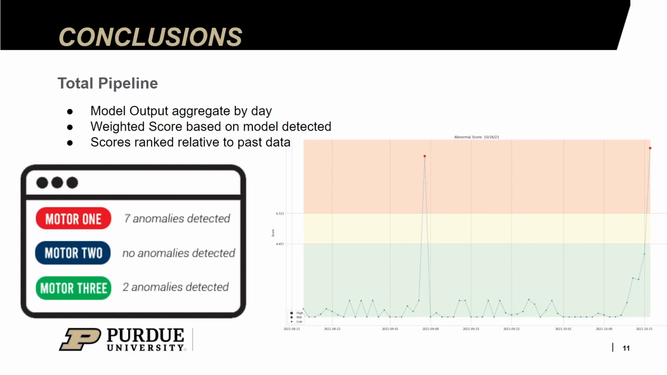With the result of each of our statistical models, we were able to aggregate them by day and assign a weighted score to each day based on the number of models that detected an anomaly. And each of those scores was then ranked relative to past data, so that items that were within 1 standard deviation of the score were a low risk for an anomaly, but days where we had more than 3 standard deviations above mean, then those we ranked as a high risk for an anomaly.